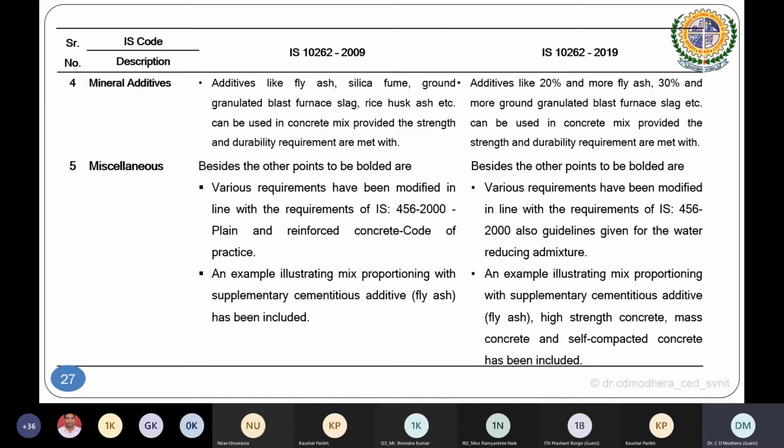Mineral additives are added. In 2009 also additives like fly ash, silica fume, GGBS, rice husk ash could be used, given that the durability requirement was met, but there was nothing clear cut available. Now additives are given in terms of percentage: 20% and more fly ash, 30% and more GGBS can be used. That is directly given from the procedure point of view.